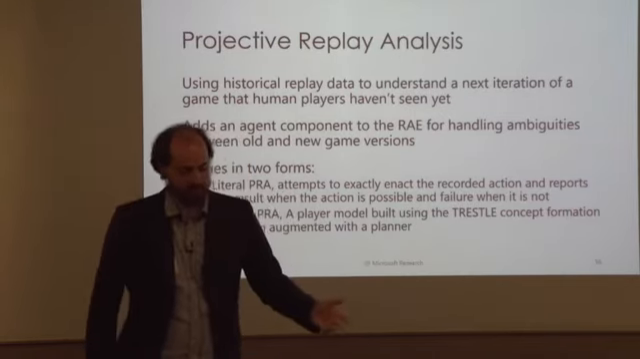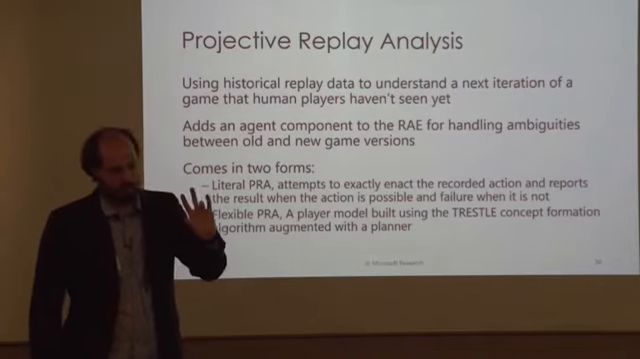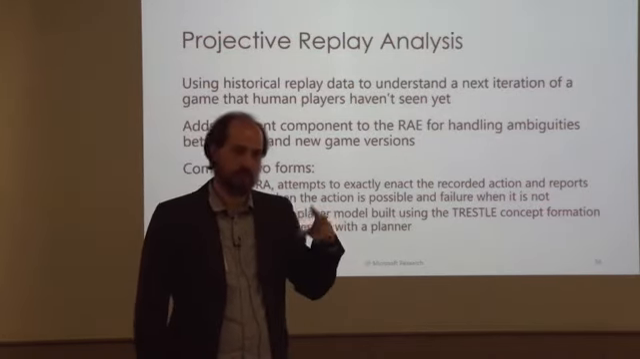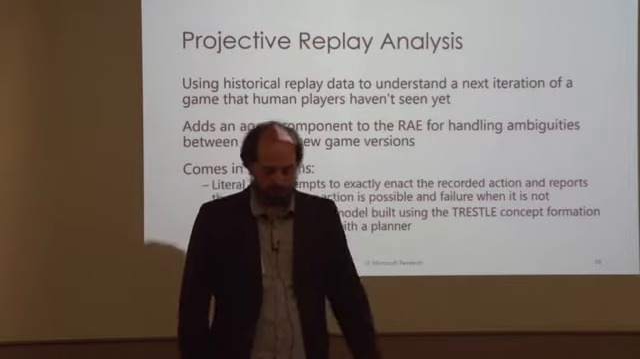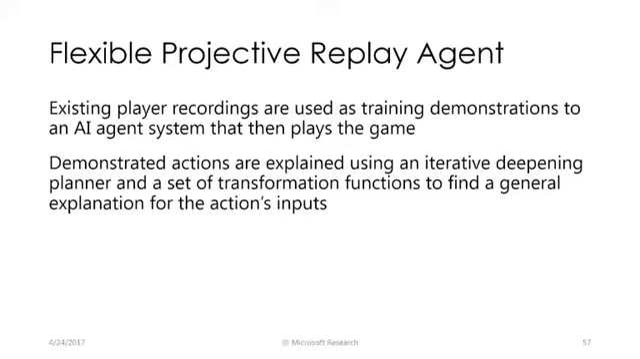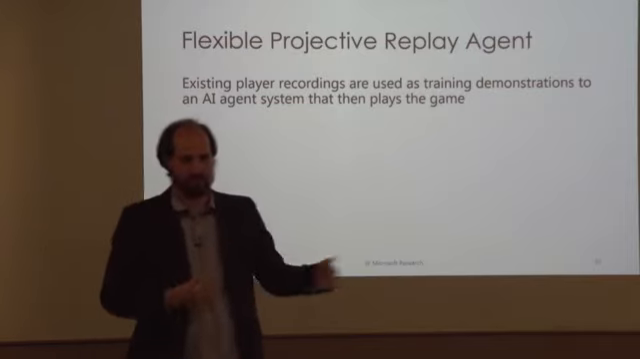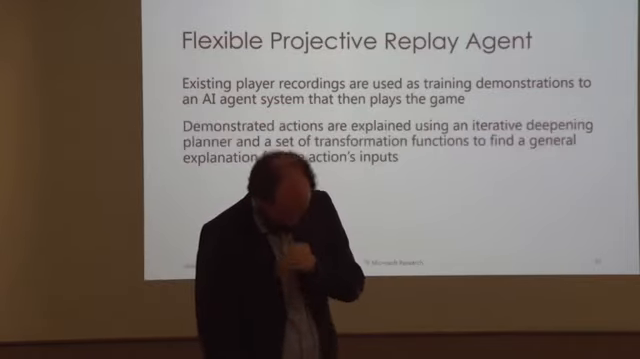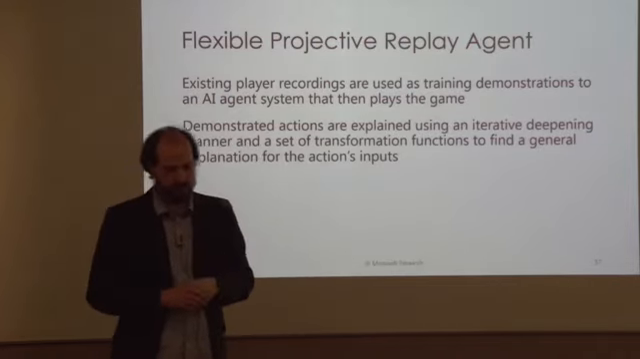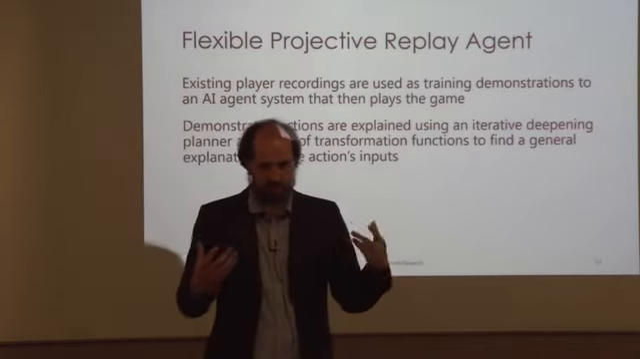And the flexible projective replay, which adds a more intelligent agent behind the scenes based on the Trestle algorithm I was talking about before, and a planner to understand how to work in new space. So the way that flexible agent works is existing player recordings are used as training demonstrations to an AI agent system that then plays the game. The way that training system works is first, the demonstrated actions, the recordings from the previous players, are explained using an iterative deepening planner and a set of transformation functions to find a general explanation for the action's inputs.